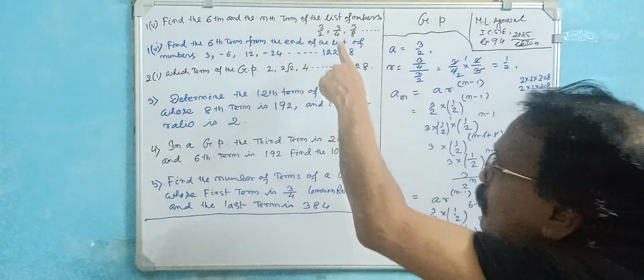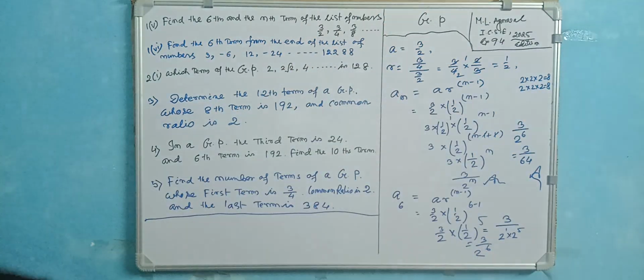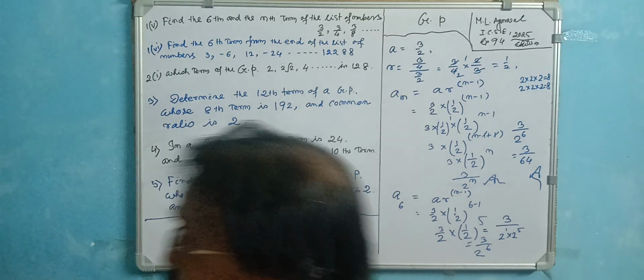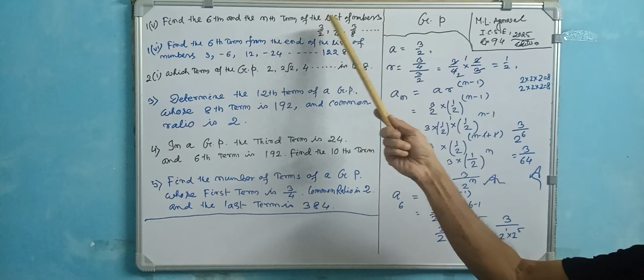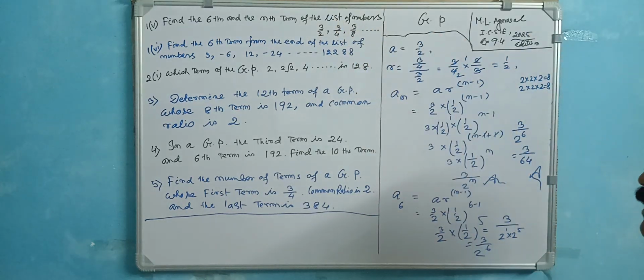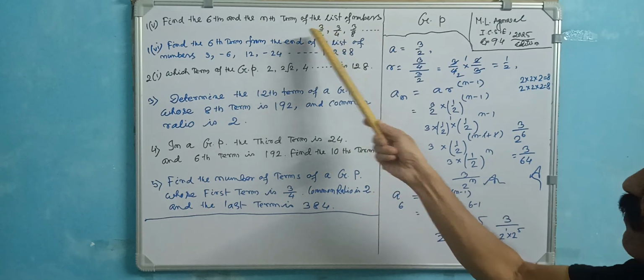Here is the list, that is the GP series actually. That means here, just in which you just begin. This is first term, second term, third term. So first you see, this is the first term you write. Okay, no problem.